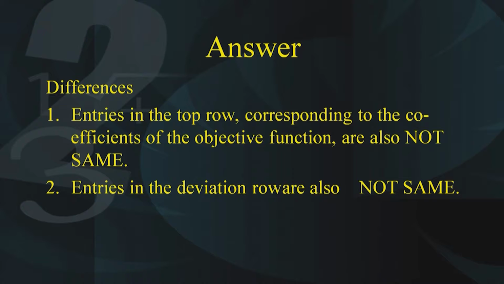Secondly, the entries in the deviation rows are also not the same. Why are they not the same? Because the entries in the deviation rows are obtained from the coefficients of the objective function, by subtracting the vector multiplication of the coefficients of the objective function and the various columns. So, therefore, these entries are also different. I hope everyone has followed the similarities and the differences between the big M and the two-phase method.